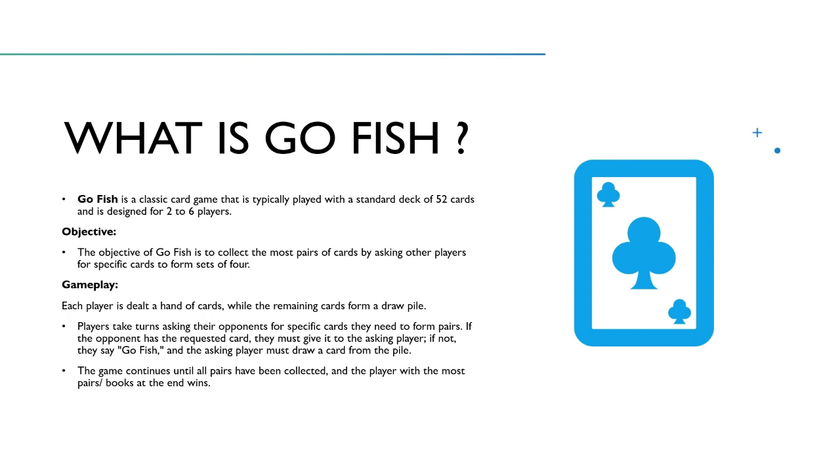Each player is dealt a hand of cards while the remaining cards form a draw pile. Players take turns asking their opponents for specific cards they need to form pairs. If the opponent has a requested card, they must give it to the asking player. If not, they say go fish, and the asking player must draw a card from the pile. The game continues until all pairs have been collected, and the player with the most pairs/books at the end wins.